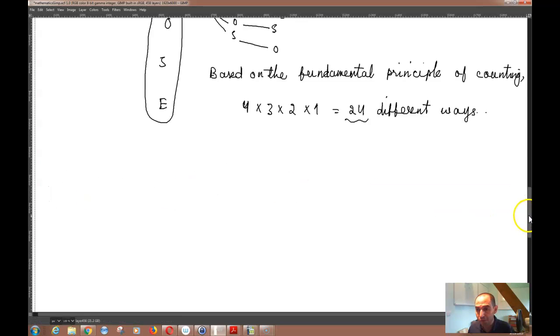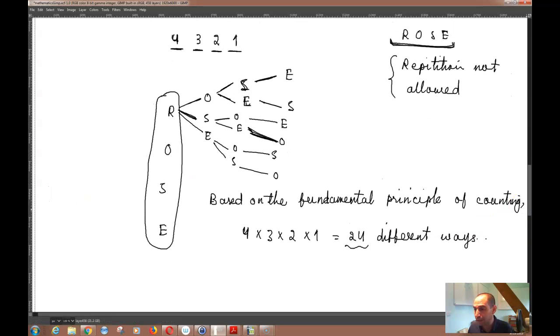So to solve this problem, you can say that basically over here there are as many words as there are ways of filling 4 vacant places by 4 letters, right? Keeping in mind that the repetition is not allowed. So that's basically what we have assumed.